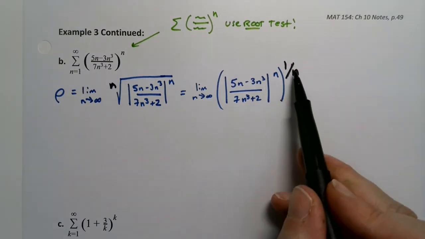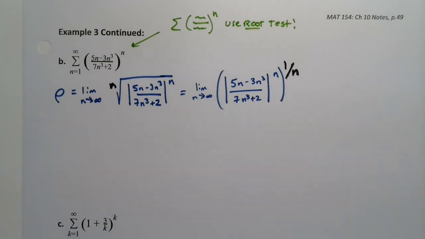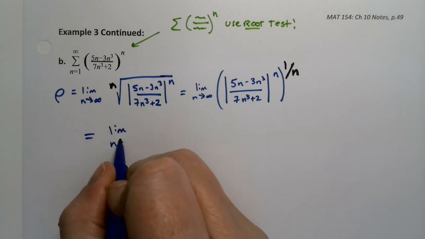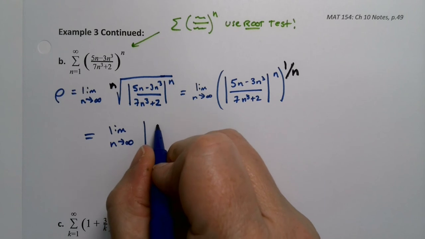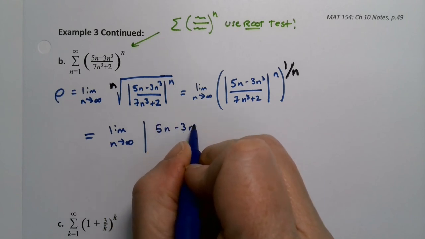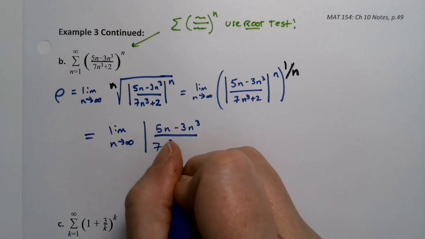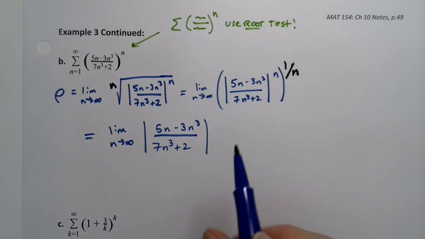So this nth root over here becomes this 1 over n power over here. Okay, but n times 1 over n, these are going to disappear. And so it's just going to leave you with the limit as n goes to infinity of 5n minus 3n cubed over 7n cubed plus 2. And then I'm not going to use L'Hopital's rule, but we know how this is going to go.